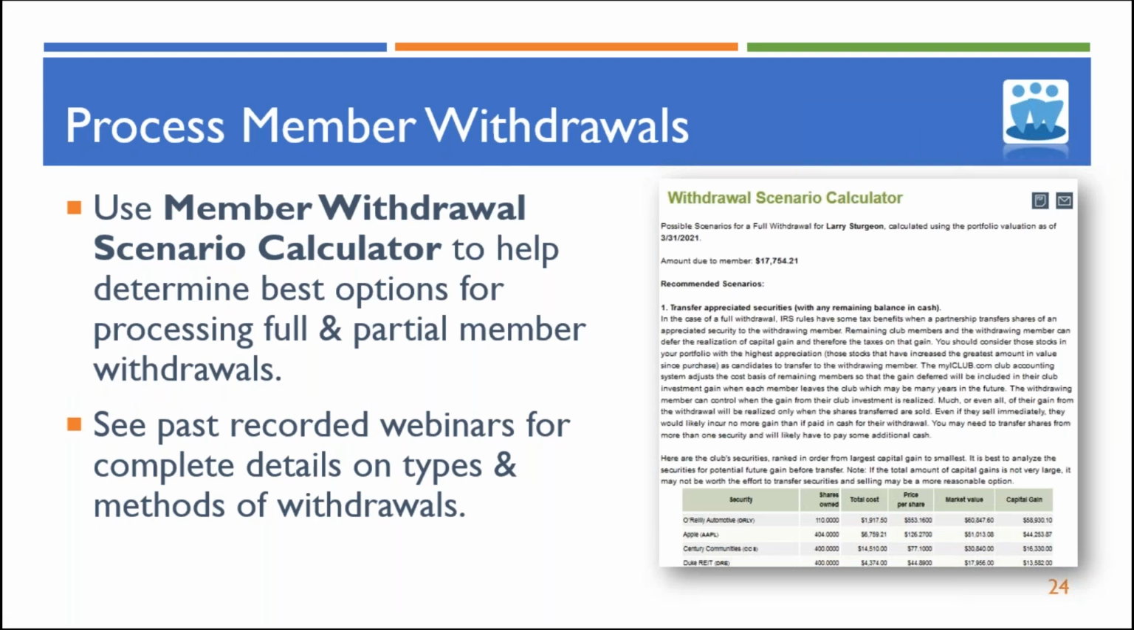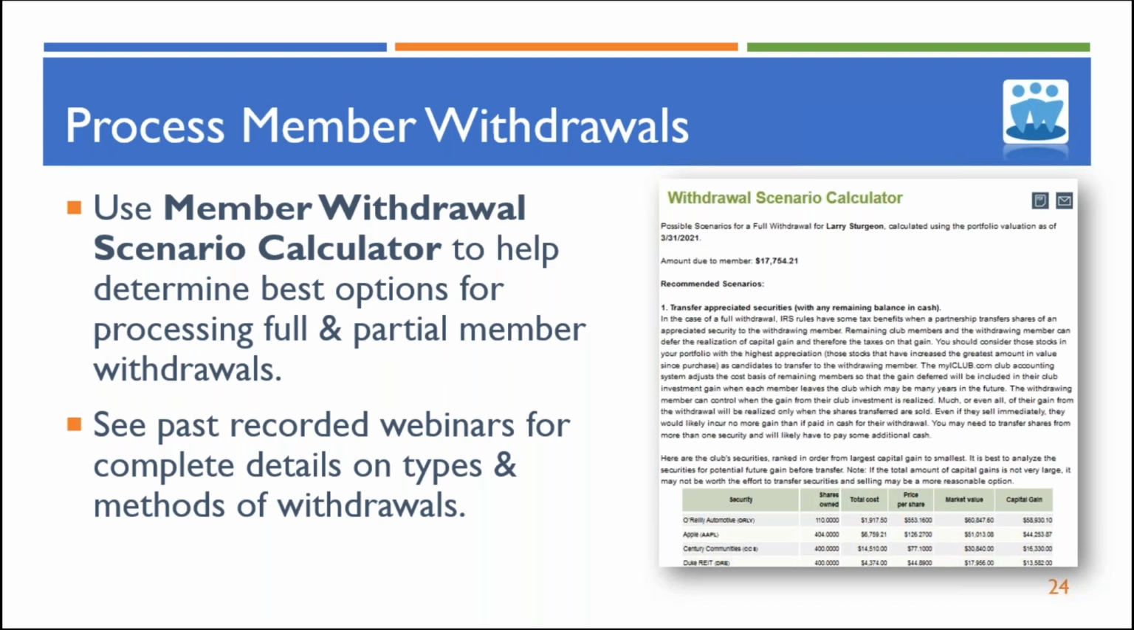Processing member withdrawals, again, is something that happens periodically. Hopefully it doesn't happen too often. But there are so many different permutations of full and partial member withdrawals, withdrawals done with stock or stock and cash, what stocks to select, how to pay them out, what happens when the withdrawal crosses the club's tax year into the next. So there are a lot of different variations of processing member withdrawals that you've got to be aware of. So many, in fact, that we've done our own full webinar just on member withdrawals.